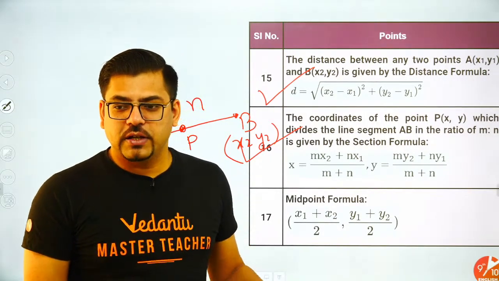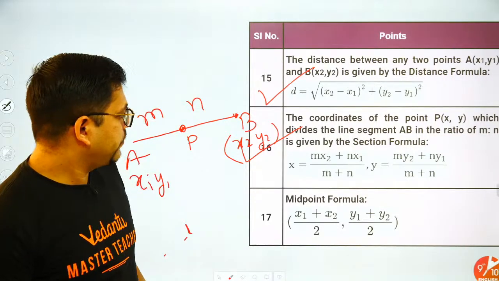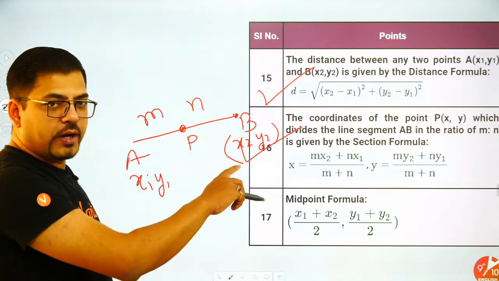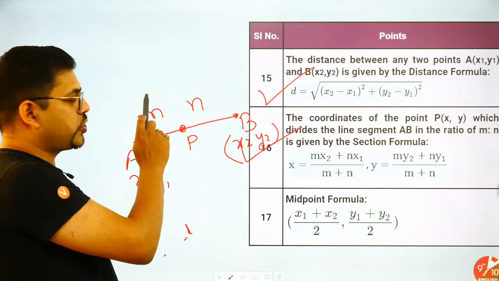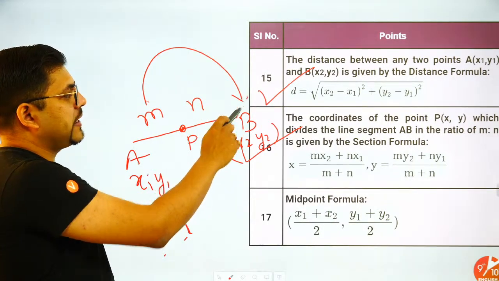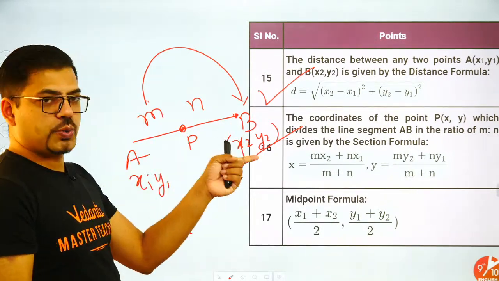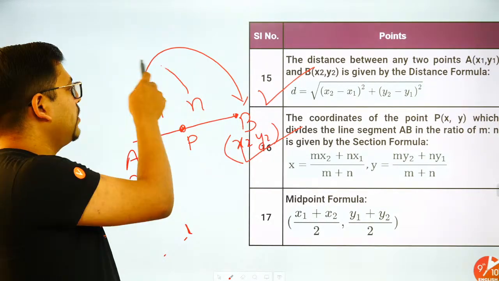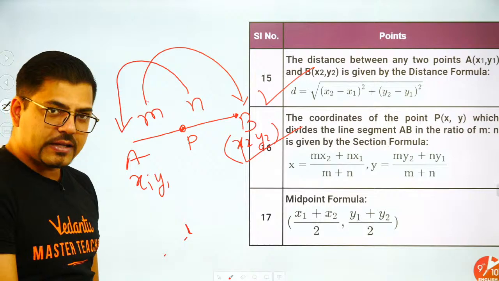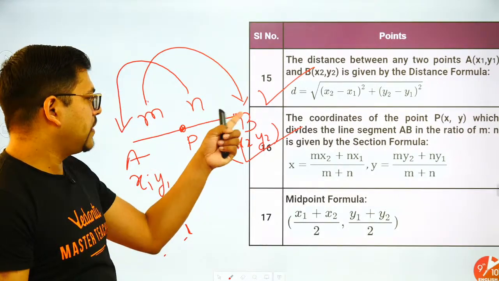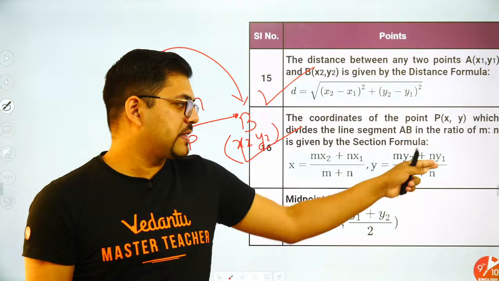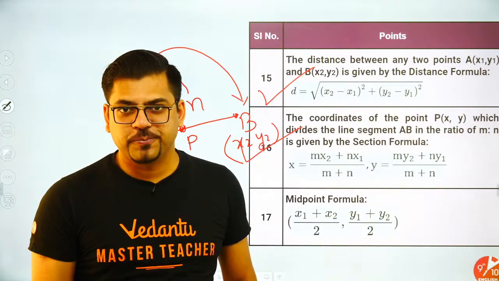Okay, fine guys. Sir, please repeat formula number 16. Okay, so formula number 16, how you have to remember it. This side ratio will be multiplied by this side coordinate: mx2 plus n. This side, the right side ratio, would be multiplied by the left side coordinate. That is how you have to remember. So (mx2 + nx1) divided by (m + n) for x, and for y, (my2 + ny1) upon (m + n). That's it. Okay?